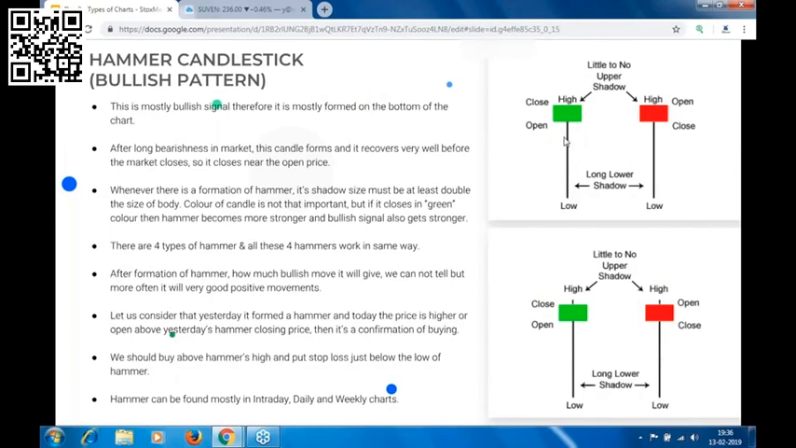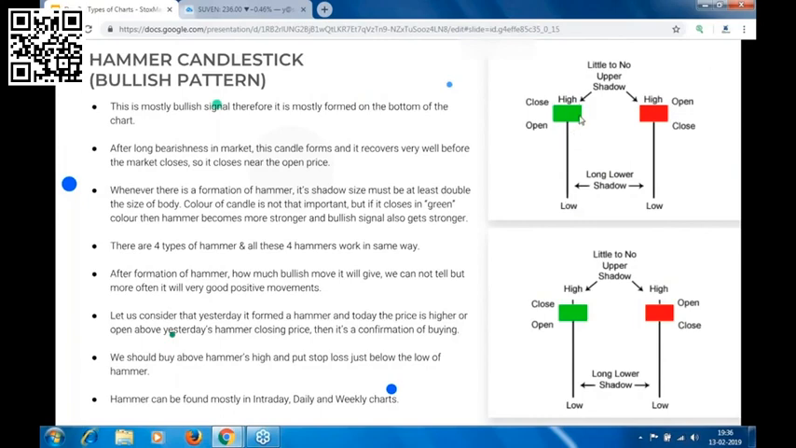But we will get the confirmation of trend reversal only if the next day the high of this candle is broken. That will be our entry point in any stock. We can enter into any stock if the next day the high of the candle is broken, and we can keep our stop loss below the low of this candle.